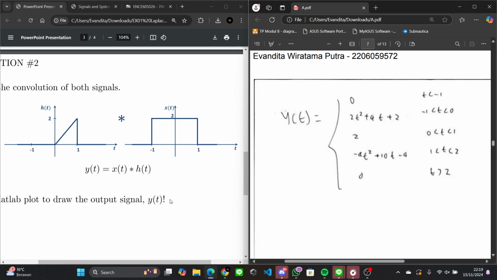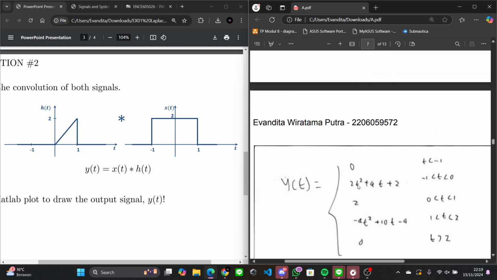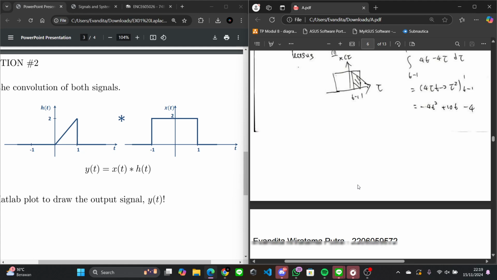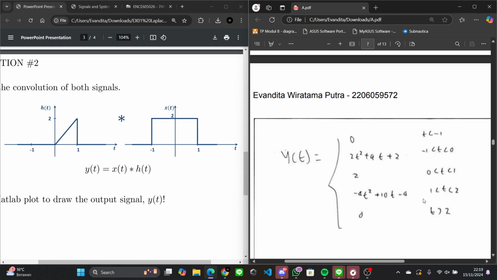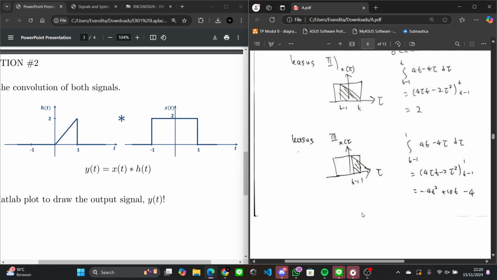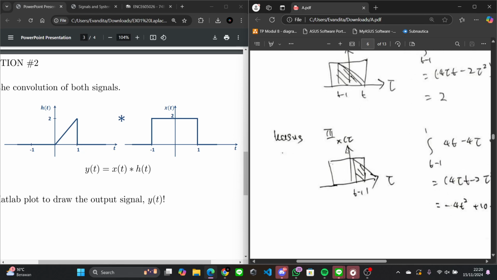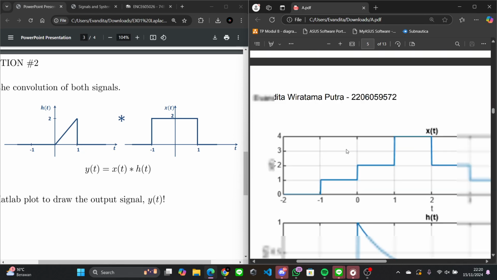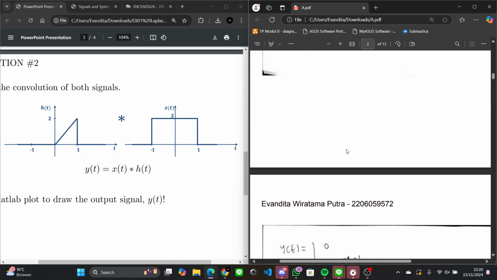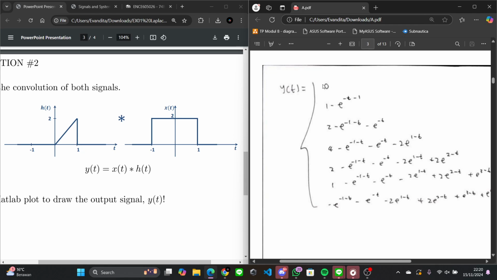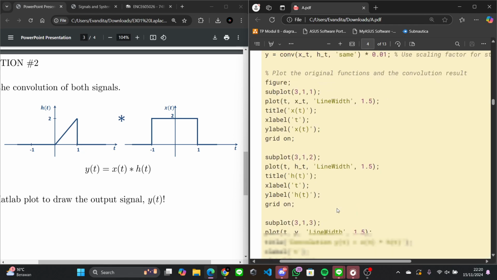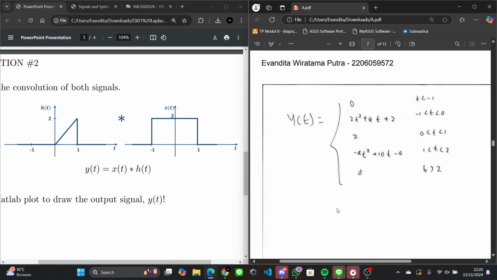There's also another case where t is above 2, the value is equal to 0, because if the value of t is more than 2, both signals don't collide anymore. This is different from question number 1. In here 0 happens only one time, while just now 0 happened twice.